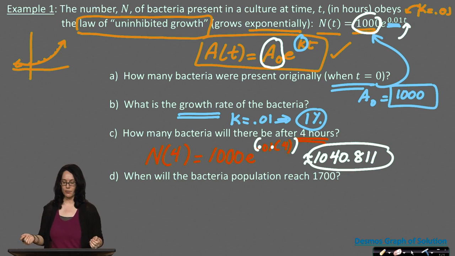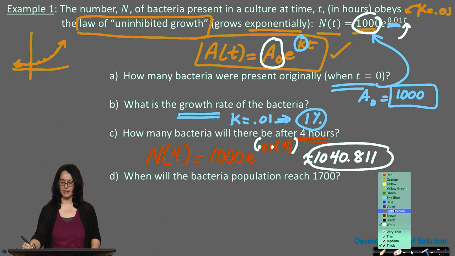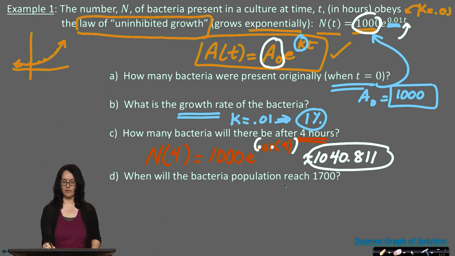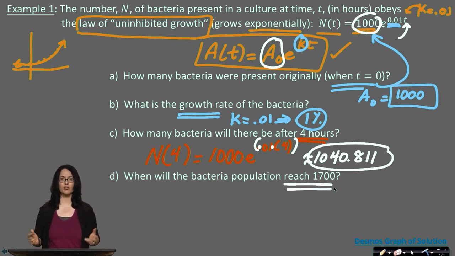When will the bacteria reach 1,700? Now this requires more of our new skills that we've been working on in this class. So let's see what this means. If the population reaches 1,700, where should I plug that number into my model? If you said for t, not quite right, because t is the amount of time that's gone by in years. 1,700 is not time. What is 1,700? It's bacteria, right? It's the number of bacteria.